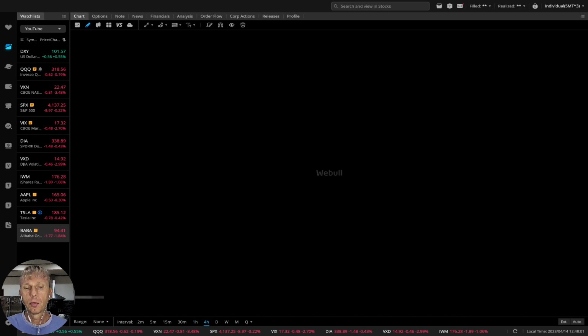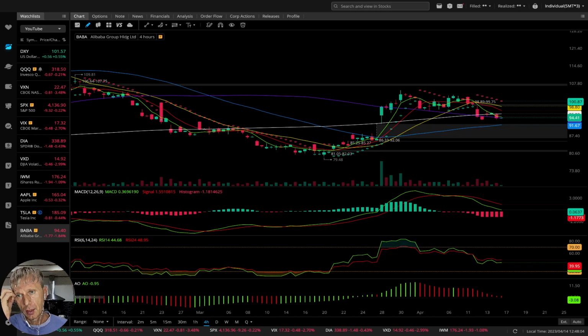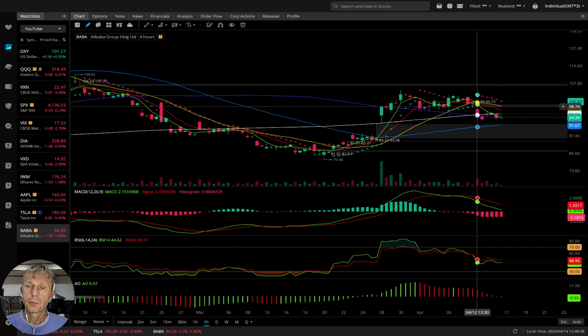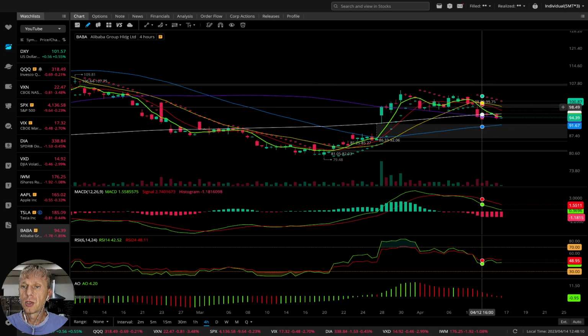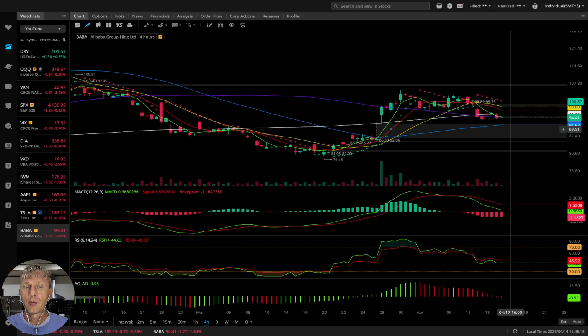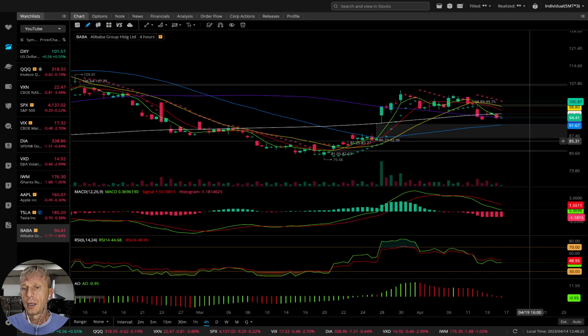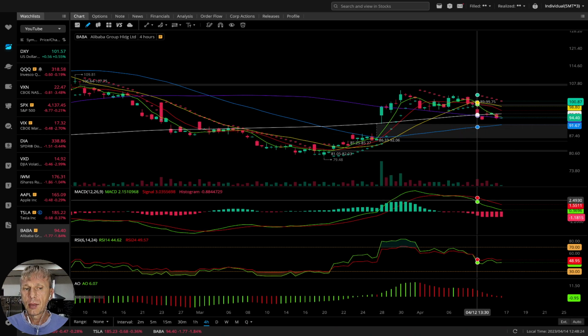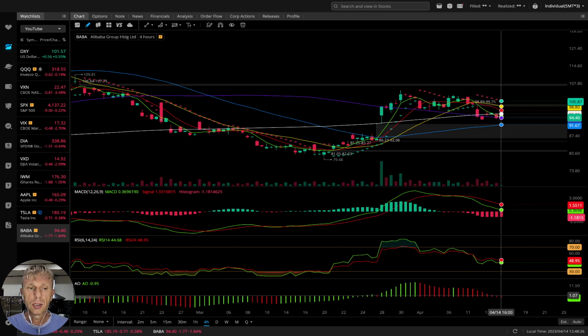Let's move to 4 hours. MA5 did bearish crossover over 20 and 10 and 200, in bearish territory, bearish crossover. It definitely wants to close this gap, this huge gap. MACD bearish, RSI bearish, awesome oscillator bearish.